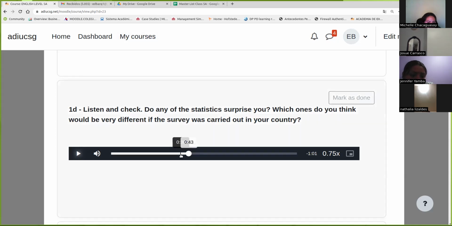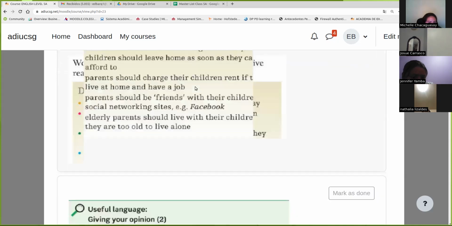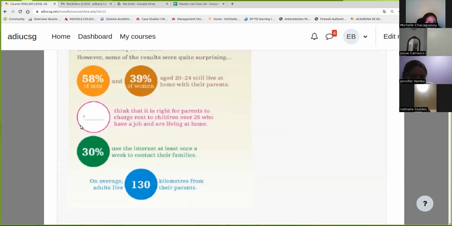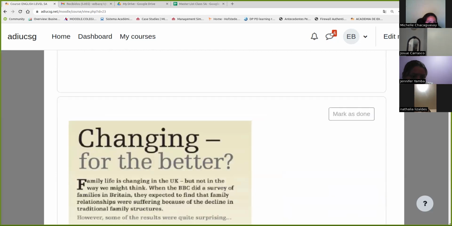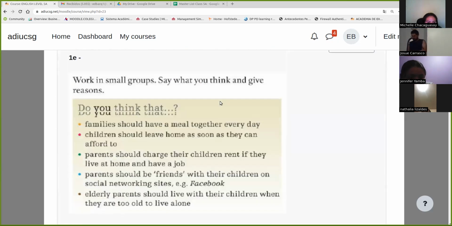There you have the answer. Let me repeat just that part. 85% think that it is right for parents to charge rent to children over 25 who have a job and are living at home. There you go. That's the answer. So 85% think it's right. Now, what do you think? I'm going to leave that question for you to analyze as an introspective exercise. All right?